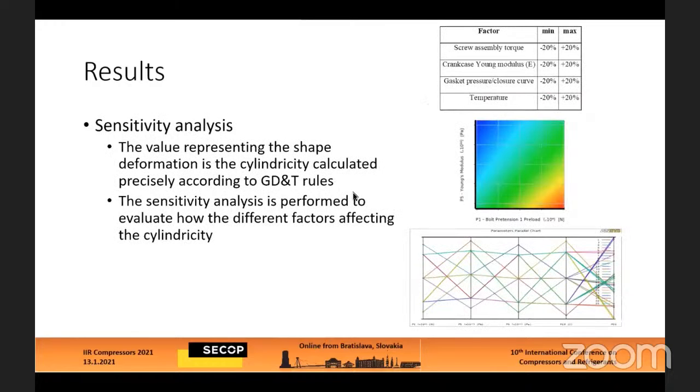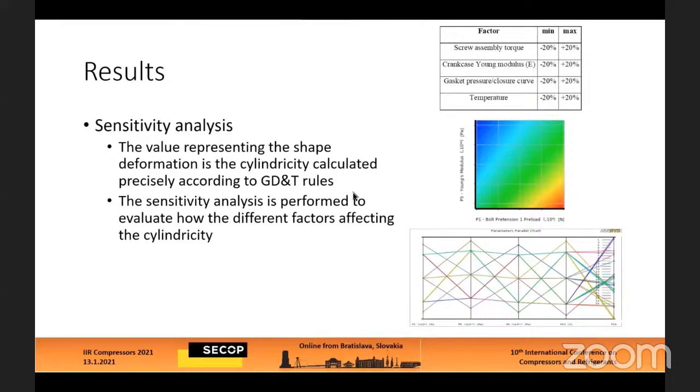For the sensitivity study, we decided to use the screw torque, the material properties such as Young modulus, the gasket pressure curves, and the temperature as factors. And we defined the standard plus minus 20% variation for each factor. You see here, for example, the effect of the bolt pretension and the Young modulus, and the colors are the cylindricity. So you see that the higher the bolt pretension, the higher the cylindricity. The higher the Young modulus, the smaller the cylindricity errors in this direction.